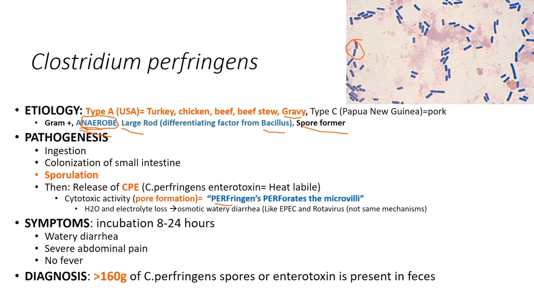And remember, when we perforate our microvilli, we're destroying the barrier between blood and lumen. It's not actually blood, but the barrier of our enterocytes, right? And so what happens, we just leak out all our electrolytes and water, and this is going to cause an osmotic diarrhea. We talked about that in EPEC, so keep that in mind, and then we're going to be talking about that in rotavirus when we get there.